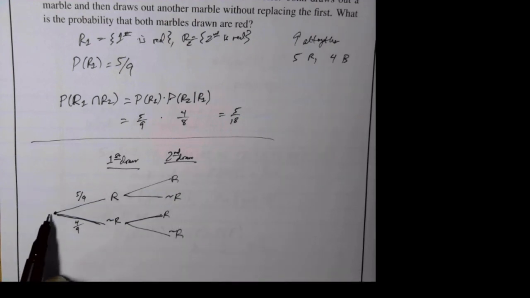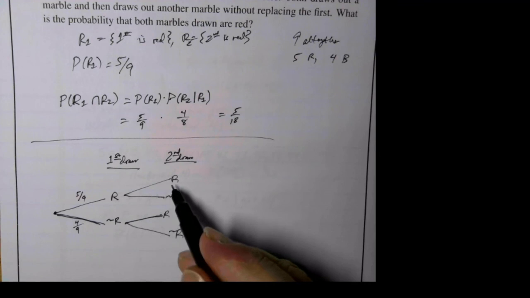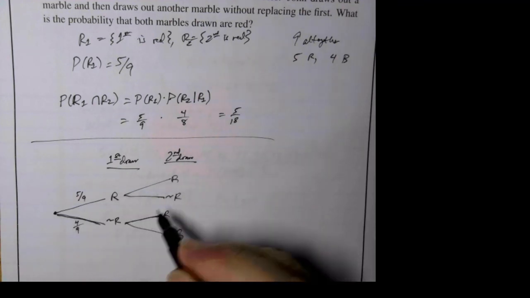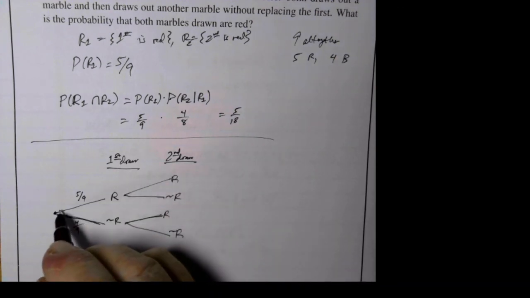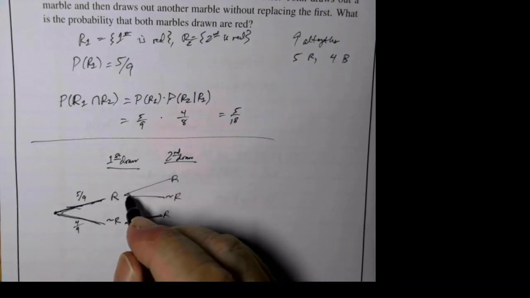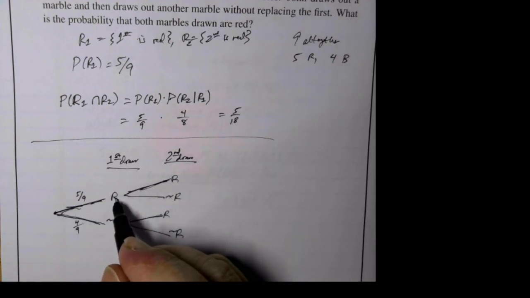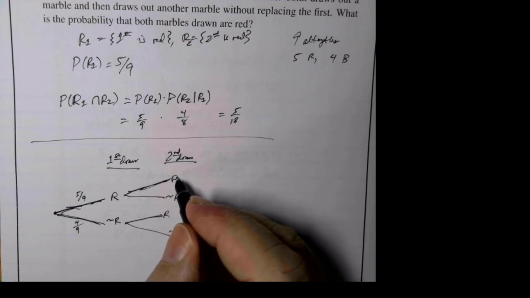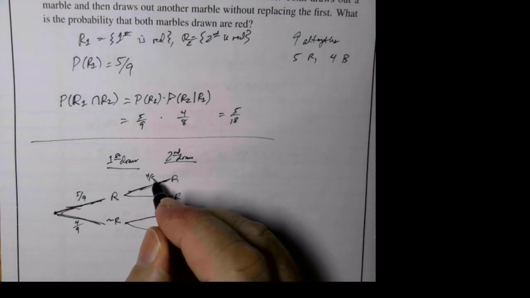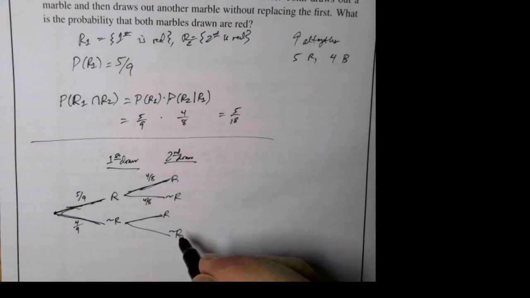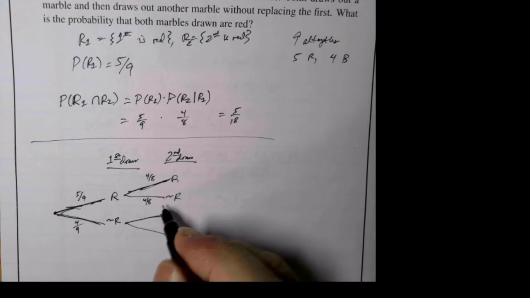So you think of moving from the root out toward these things, which are called leaves at the end here, moving from the root out along some path toward a leaf. And the path that we're interested in is this one right here, red on the first, red on the second. If you draw a red on the first, then you have to stop and think, okay, now I have 8 marbles altogether, and only 4 of them are red, so the probability of drawing a red on the second draw would be 4/8. Of course, this would also be 4/8 because these two have to add up to 1. Either you draw a red on the second or you don't.